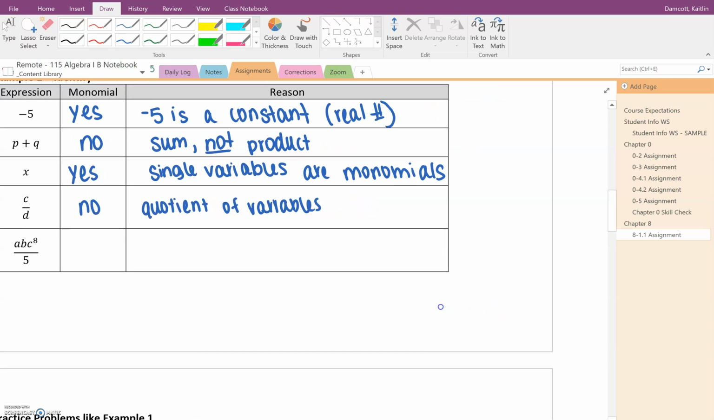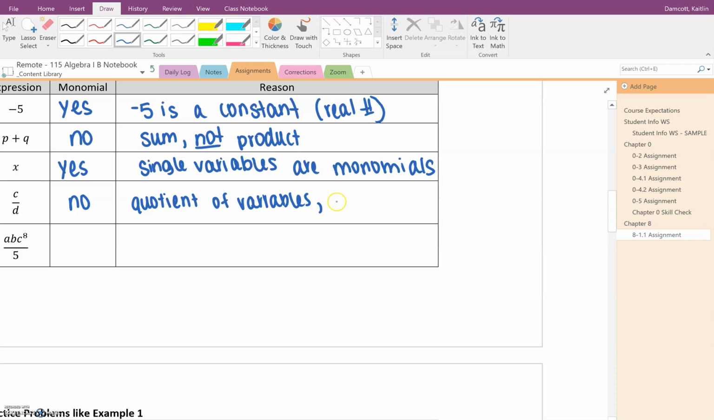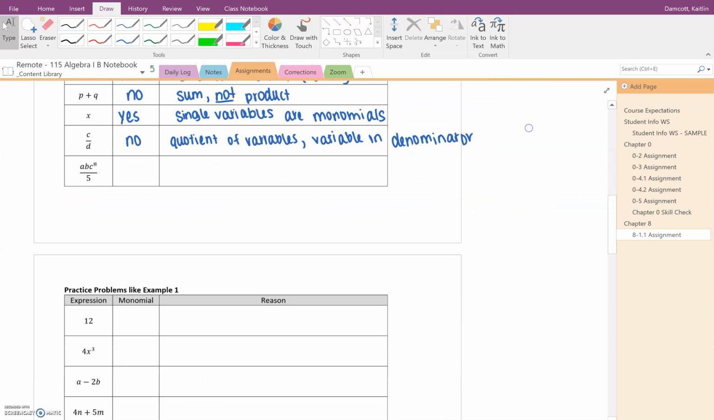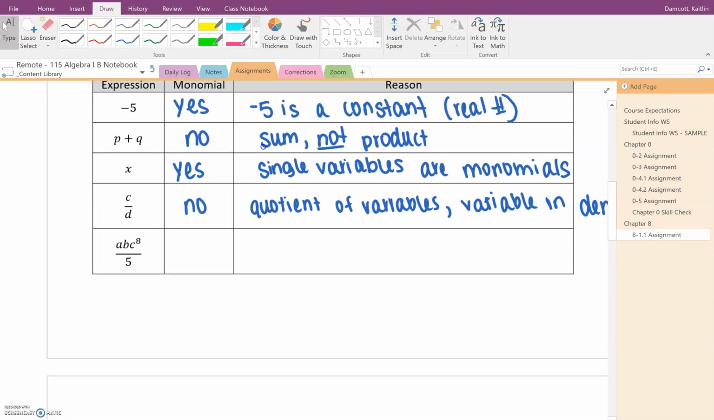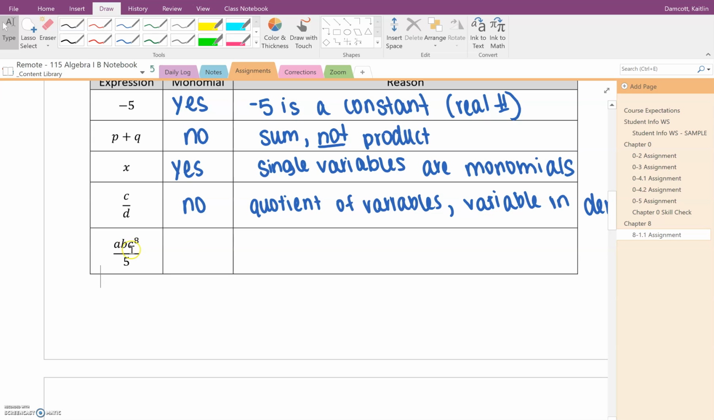And then I'm going to go a little bit further and just say that there's a variable in the denominator. That's not okay. So anytime we see a variable in the denominator, on the bottom of the fraction, it is not going to be a monomial. Now, in this next one, you might be looking at it thinking, okay, well, it's a fraction. Obviously, this isn't going to be a monomial either. But if you look, there is no variable in the bottom of this fraction. This one's actually okay because we can write it a little bit differently.